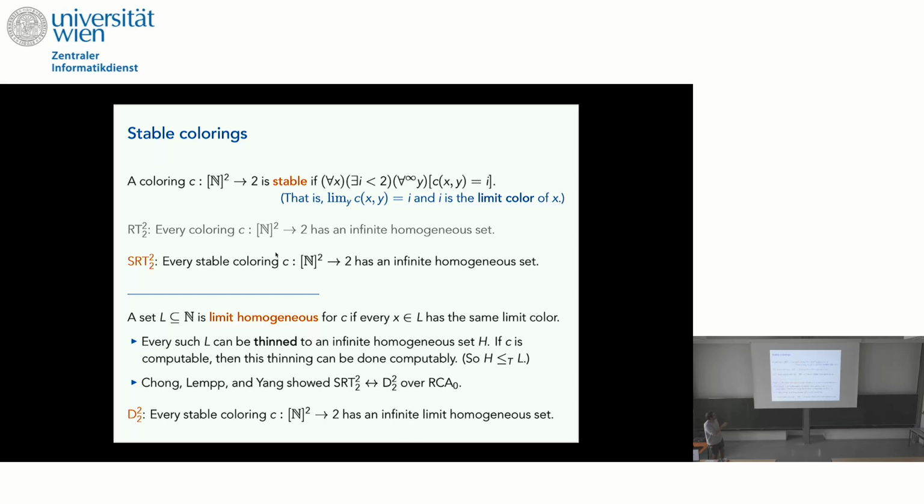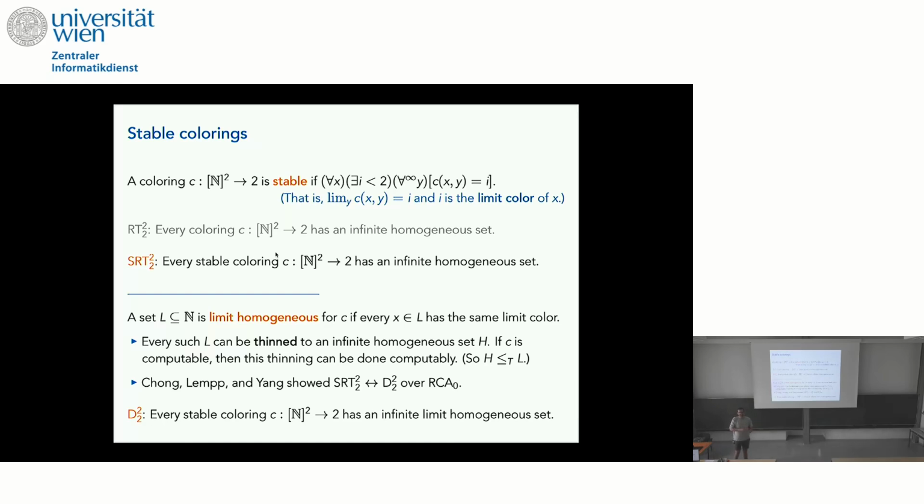So here's Ramsey's theorem for pairs. Every coloring has an infinite homogeneous set. Here's stable Ramsey's theorem for pairs. It says every stable coloring has an infinite homogeneous set. It's a different principle, but perfectly understandable. Here's a slight variant of it.